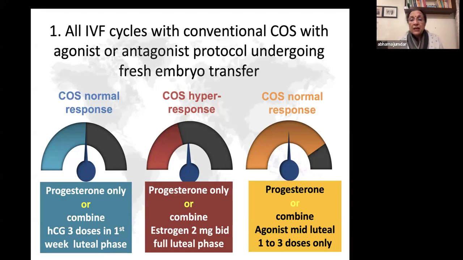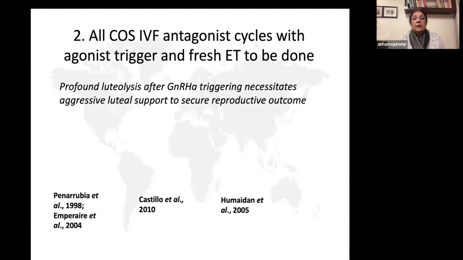But a mid-luteal agonist can be given in normally stimulated cycles. If they are hyperstimulated cycles, again, a mid-luteal agonist can lead to an OHSS-like picture, and we don't like to use it. So all controlled ovarian stimulation, IVF antagonist cycles with agonist trigger and fresh ET to be done.